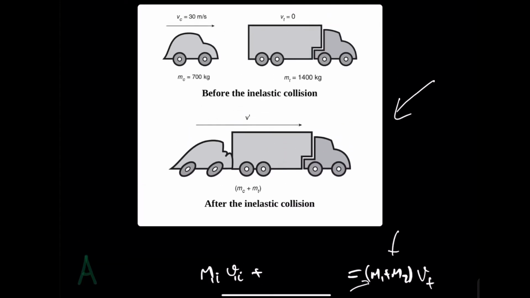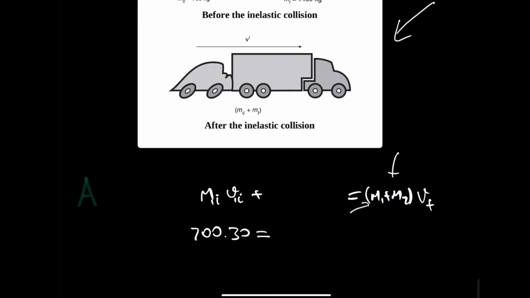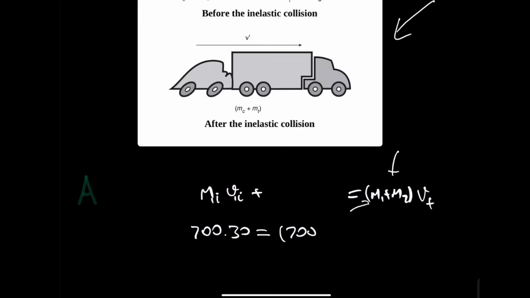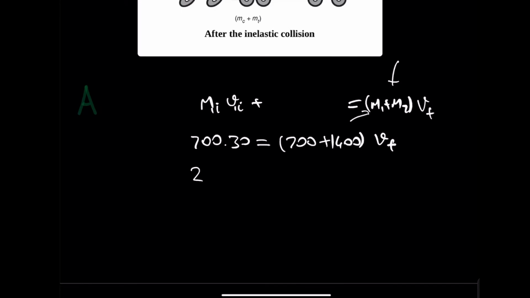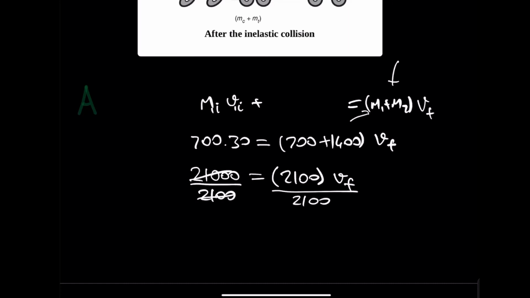So let's find the total mass. The truck is 1,400 kilograms, so 700 for the car and 1,400 for the truck, and the final velocity. So this side is equal to 21,000, and this is going to be equal to 2,100 times the final velocity. Let's divide both sides by 2,100, and these cancel out, and the final velocity is 10 kilogram meters per second.